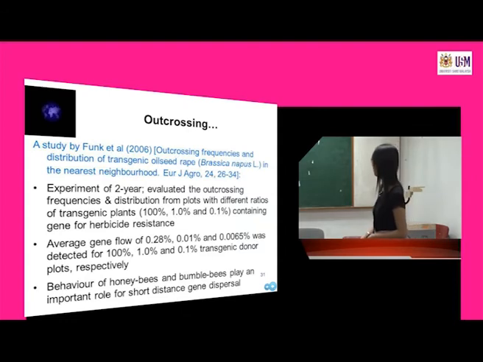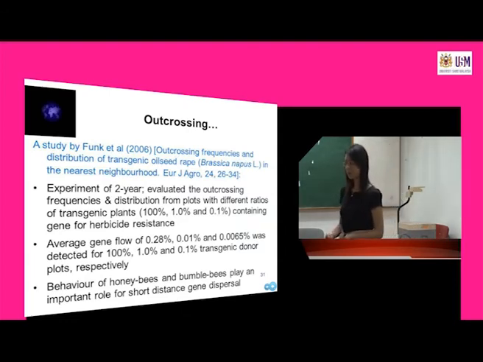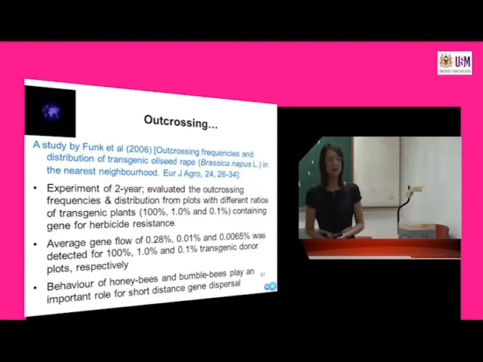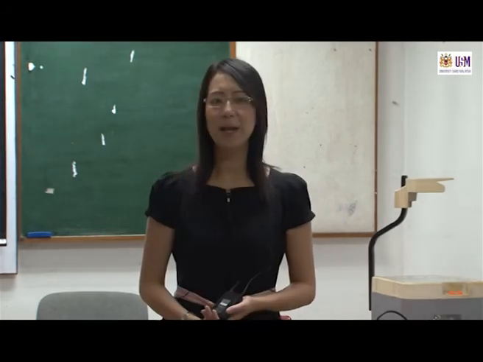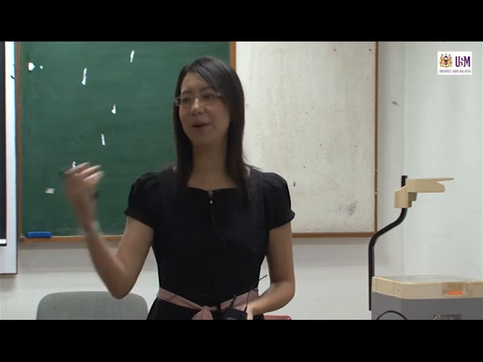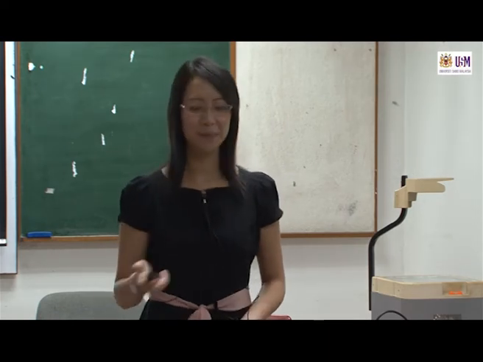All right? Then what they found interesting, which is why I want you to read this paper, is how all this flow of genes would occur. And they found it's because of the insects. The honeybee and the bumblebee play a role in transferring these transgenes.